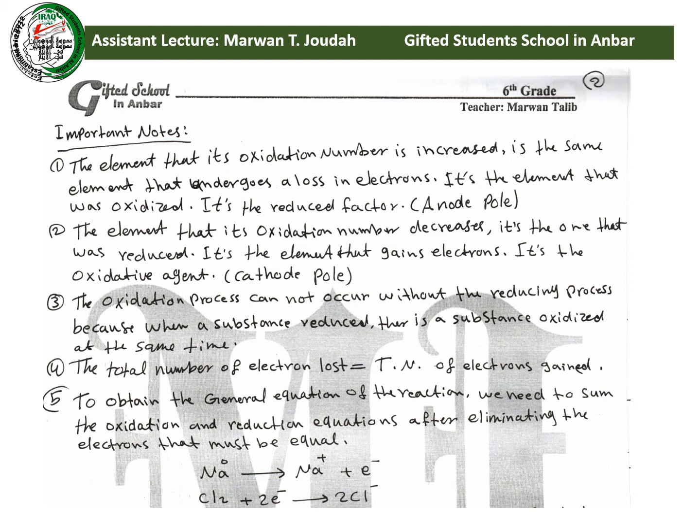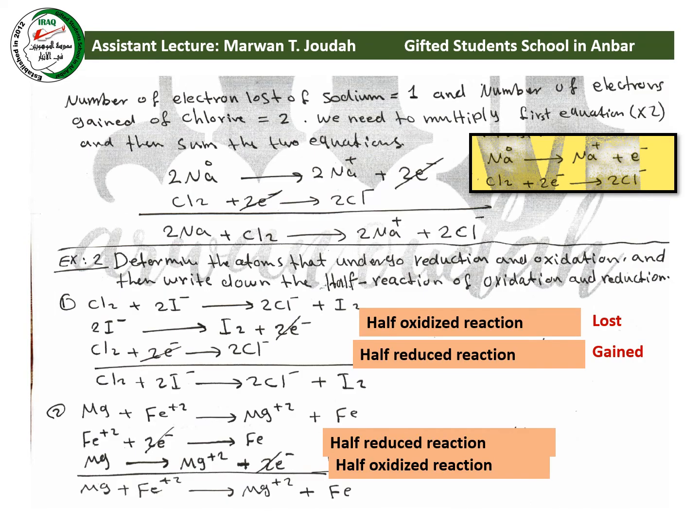So we have sodium and chlorine. Sodium lost 1 electron. Okay, for the chlorine, it gained 2 electrons. So how do we balance that? Let's see. This is the reaction, and its background is in a yellow color, this one.